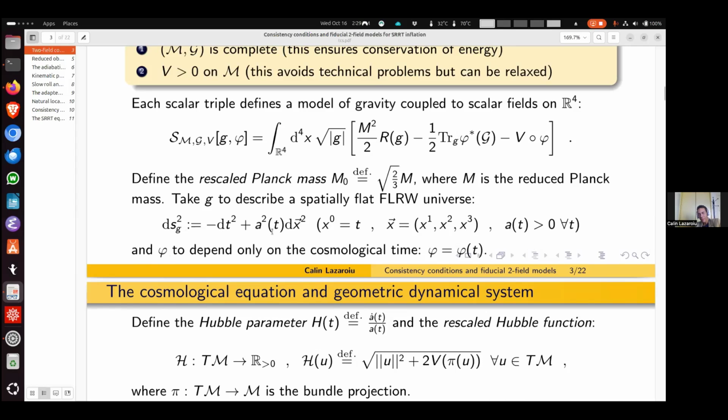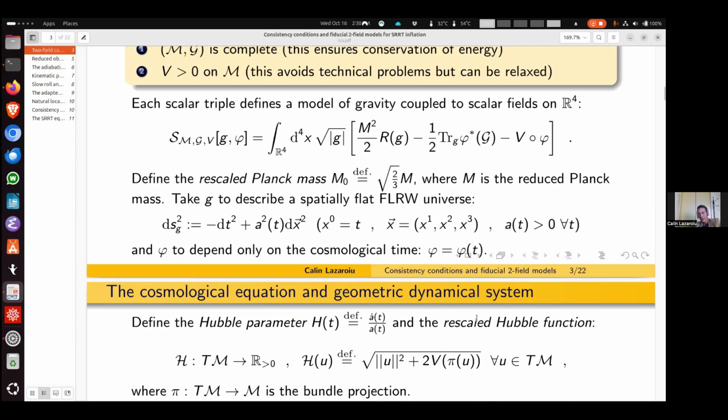So it's minus dt square plus a of t square dx vector square. So dx vector square means dx1 square plus dx2 square plus dx3 square, where I considered Cartesian coordinates on R4, where the first coordinate is denoted by t, the coordinate x0, and the other 3 coordinates, x1, x2, and x3, are grouped into this vector, x vector.